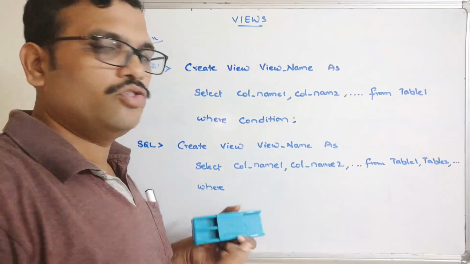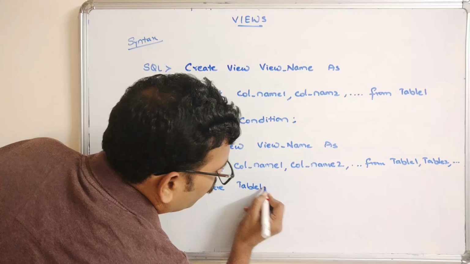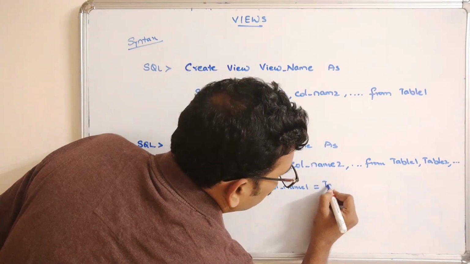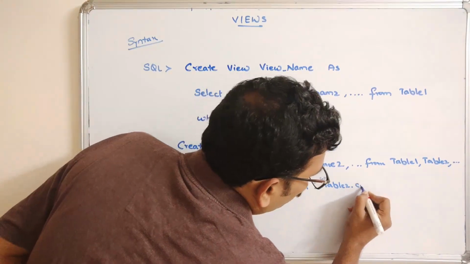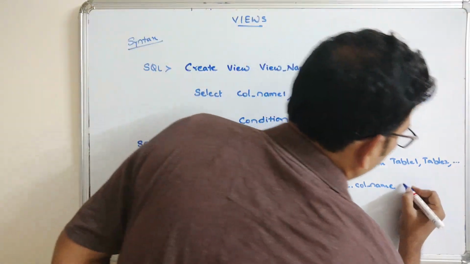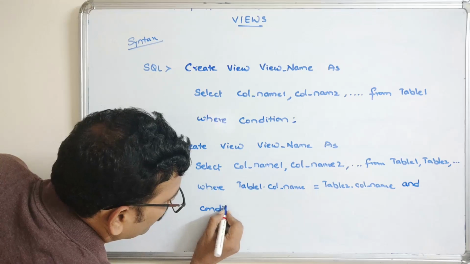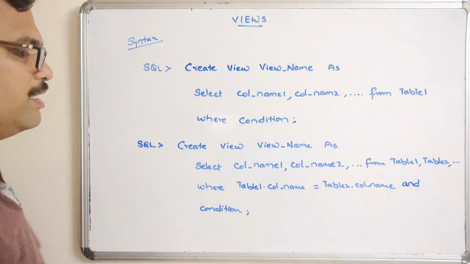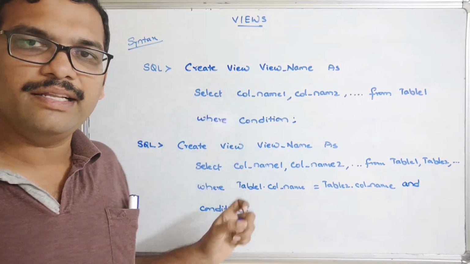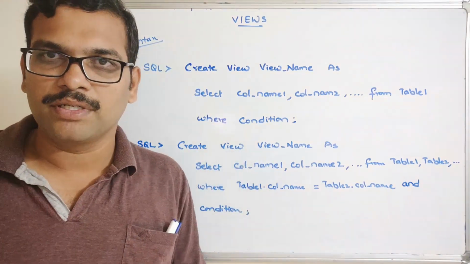so give the join operation, right? So table 1 dot column name 1 is equal to table 2 dot column name, and condition. Whatever the condition we have to write, that condition should be written here. So this is for creating a view from a single table, and this is the syntax to create a view from multiple tables, right?